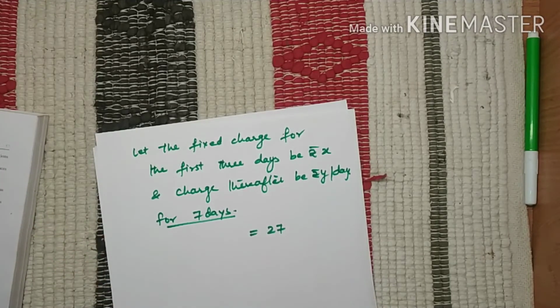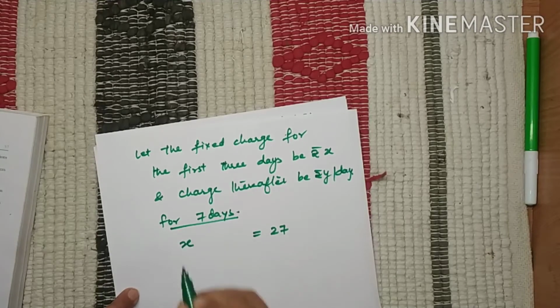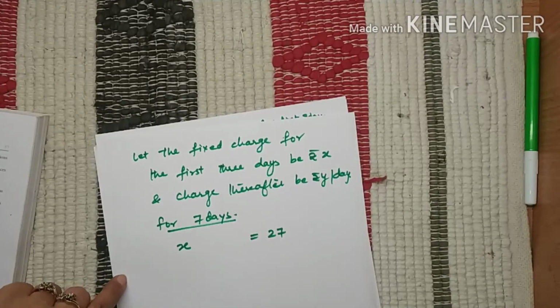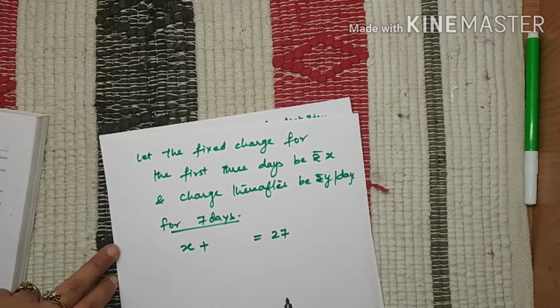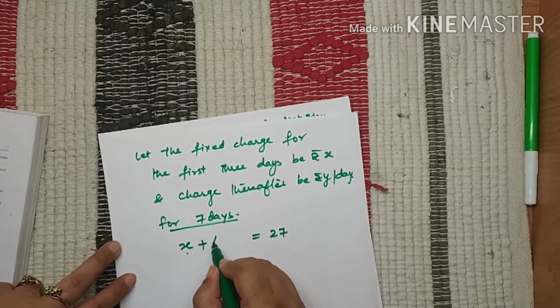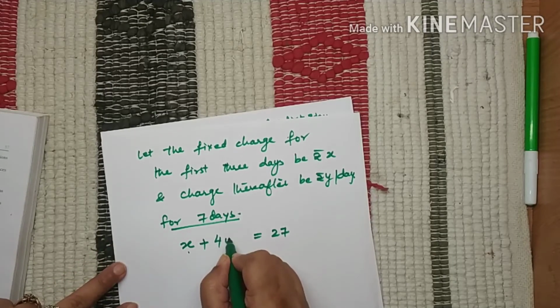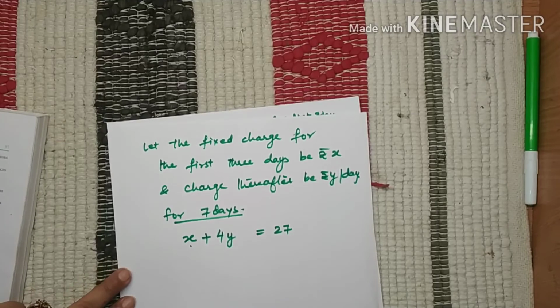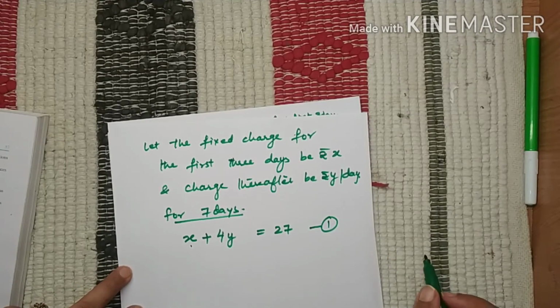But actually let us calculate. For the first 3 days, charge is rupees X. So for the first 3 days, she has to pay X. Now how many days are left? Total days she kept the book is 7 days. First 3 days she is paying X rupees. So how many days are left now? 7 minus 3, 4 days. So for the 4 days, she'll have to pay rupees Y per day. So 4Y, 4 into Y. So the first equation is X plus 4Y equal to 27.